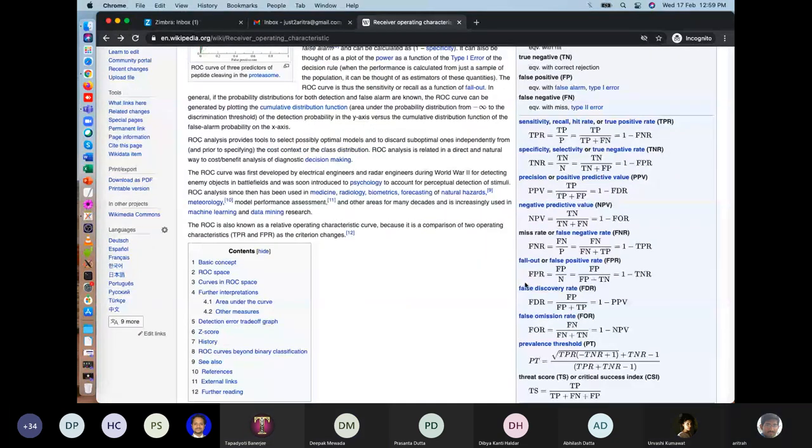Yeah, so you can see all the particular factors. This is the true positive ratio, TP by TP plus FN. False positive ratio is FP by FP plus TN.